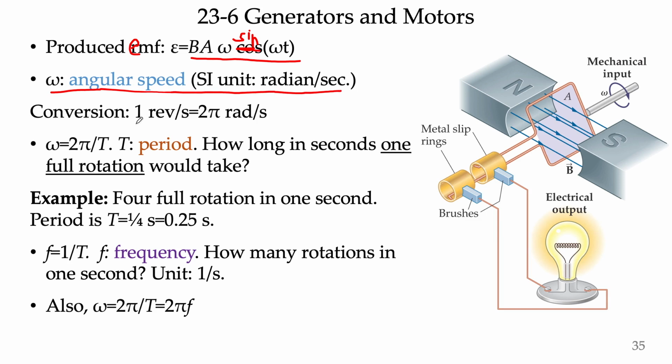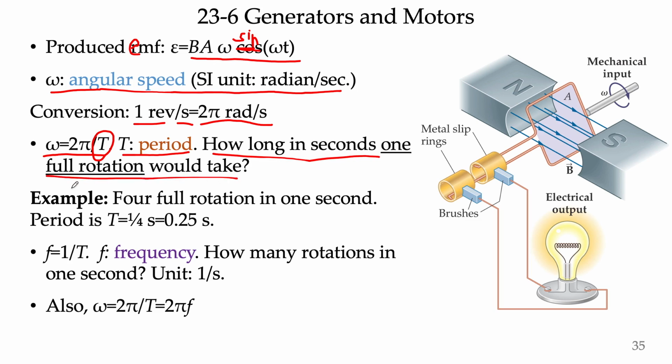So if you need to do the conversion, one revolution means 2 pi radians, one full rotation, or 360 degrees, divided by second. So you would convert it to radians as 2 pi radians divided by second. You can relate the angular speed to the period. Here T is period, and the relation is omega equals 2 pi divided by T. And what is the meaning of it? Well, it basically answers the question, how long in seconds would one full rotation take?